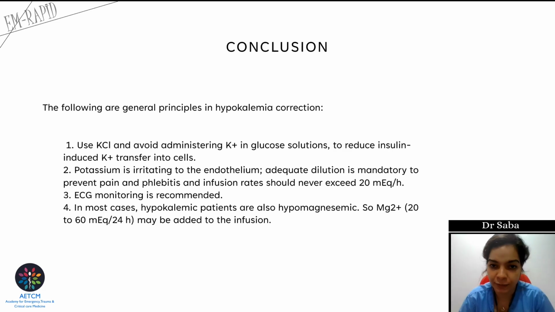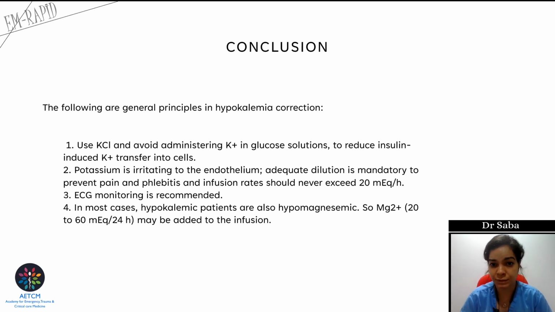When we are correcting hypokalemia and replenishing the patient's potassium levels, there are certain principles that we need to keep in mind before correction. First would be the ECG monitoring. I cannot stress on this enough. And second, we use potassium chloride and we avoid administering potassium in glucose solution because it will cause insulin levels to rise, which will again cause a transcellular shift. Third, potassium is irritating to the endothelium, so we need to adequately dilute the solution before administering to the patient, otherwise it will cause pain and phlebitis.